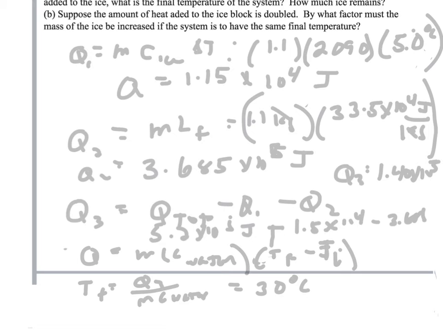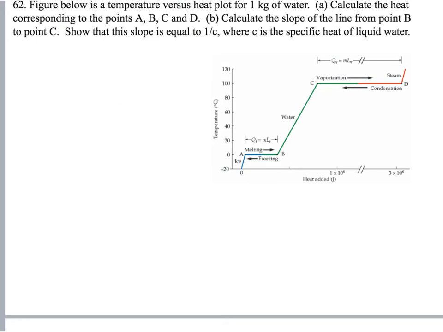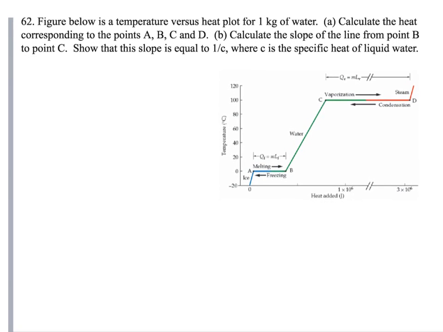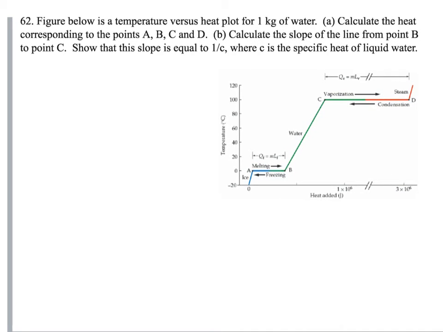And then if the amount of heat added is doubled, then the mass of the ice must also be doubled in order to keep the same final temperature. So you would also need a bigger block of ice. So next slide here, and this one here is number 62. So I hope you can read that there.